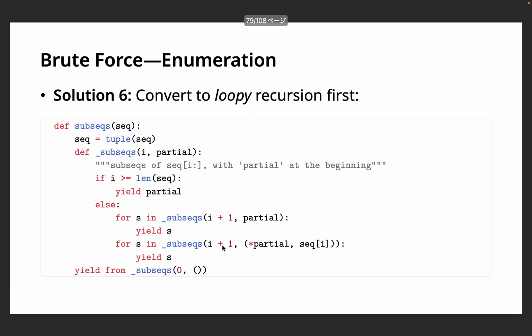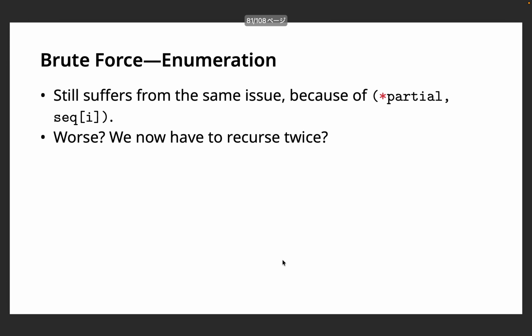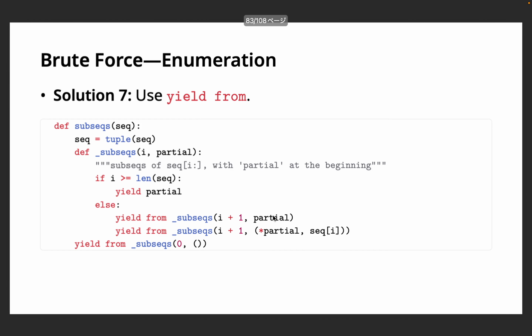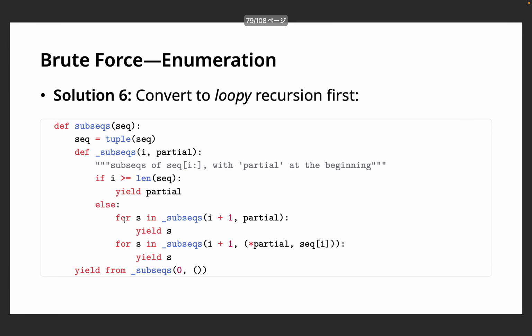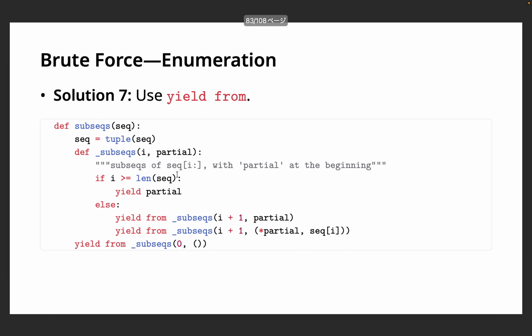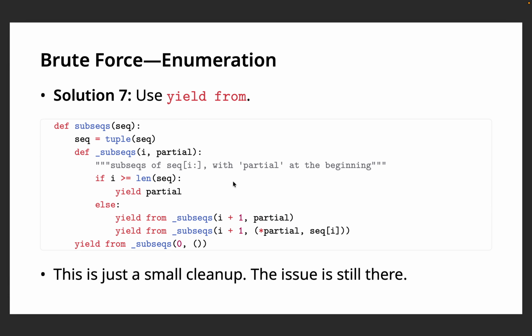So what do we do in that case? First, let's do a bit of cleanup. Remember, if we're just iterating over some sequence, and what we're doing in each iteration is just a single yield, we can rewrite all of this as yield from. So yield from this sequence, then yield from this other sequence. This is just a bit of cleanup. Nothing has changed. We still have this issue as well as the two recursive calls over here.